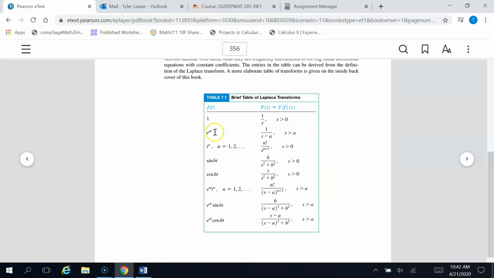Pulling up the table here. We're looking at this, right? We have this e to the negative t for us, and we have a negative 8 out in front. That negative 8 just comes out to the front, and then negative 1 is going to be my a here.